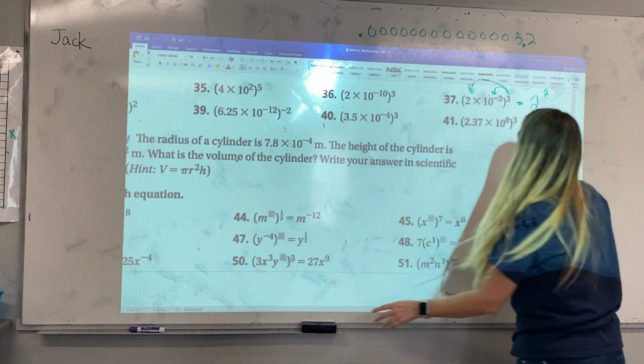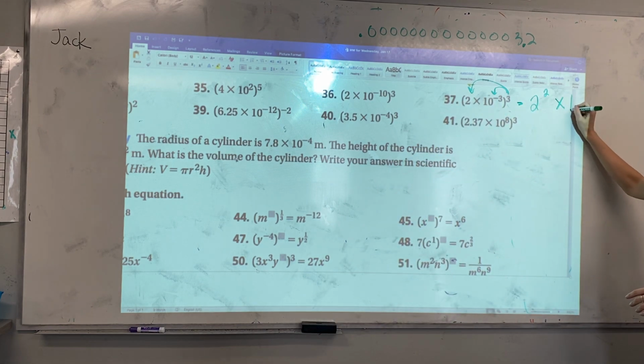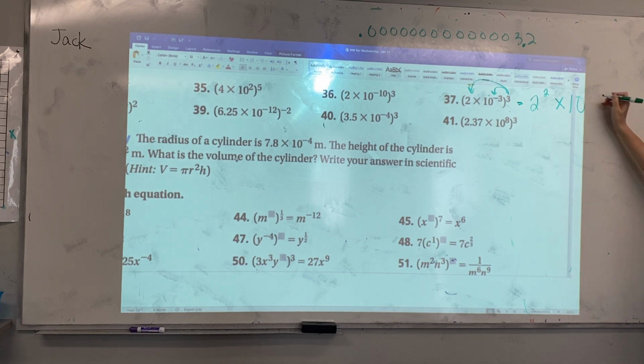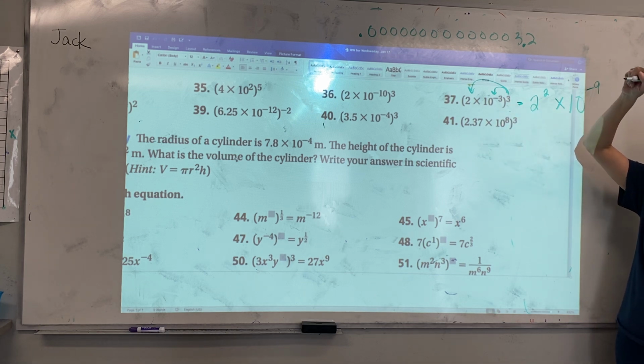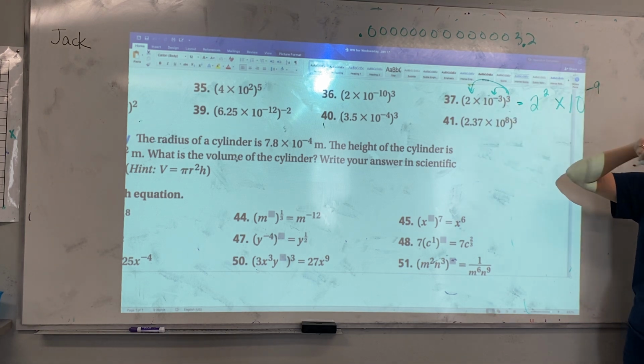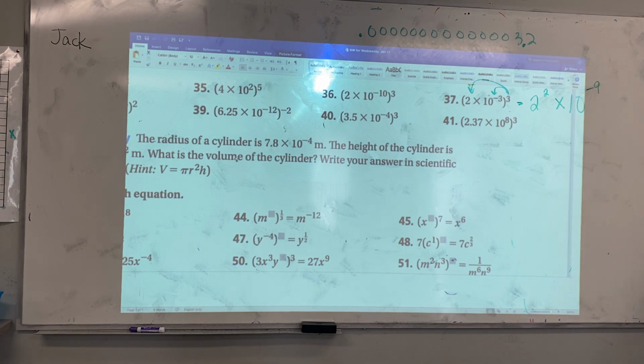2 cubed times 10 to the what? Negative 9. Because we have to use our rule for raising a power to a power. We multiply our exponents. Negative 3 times 3 is negative 9. Now, we can just simplify this to be what?